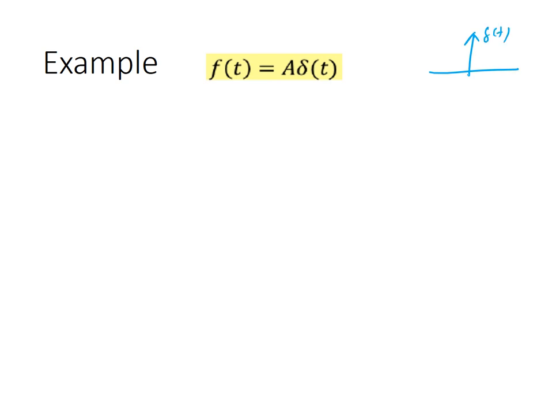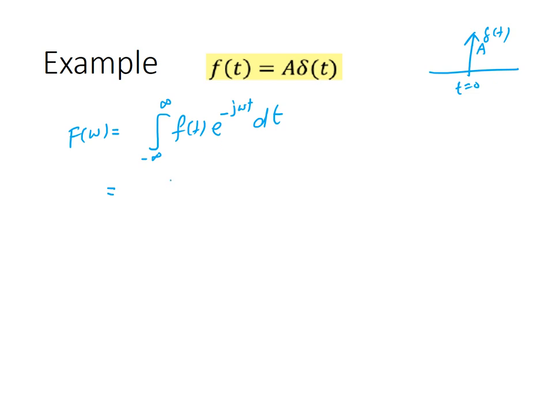Okay, at t is equal to 0 with the weight of a. I want to calculate this Fourier transform. So what is the formula? I will integrate from minus infinity to infinity f of t e to the power minus j omega t dt. Okay, so what is f of t?